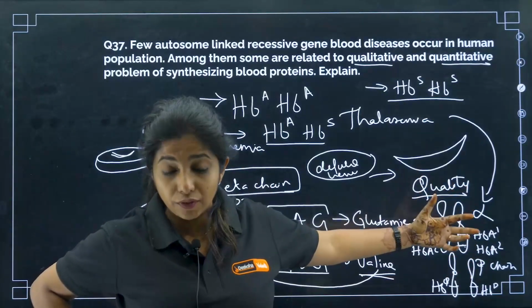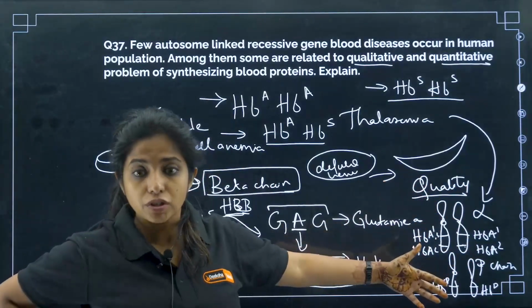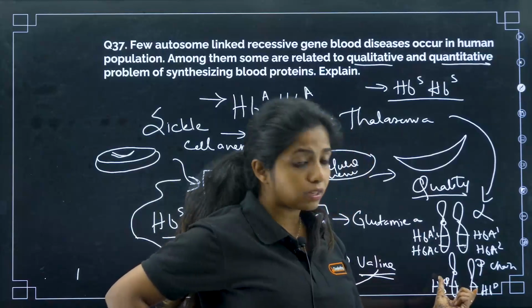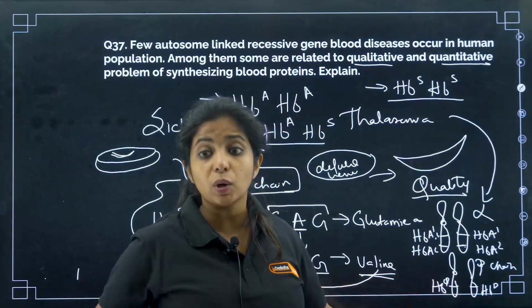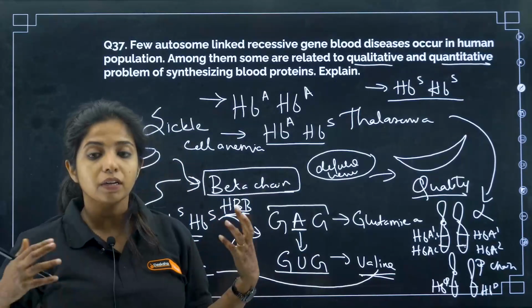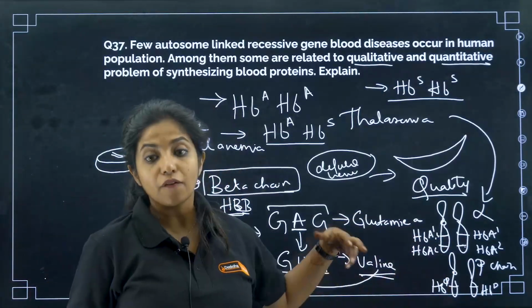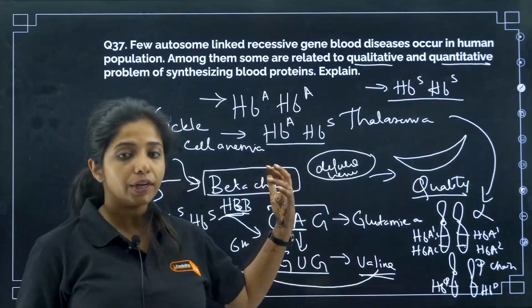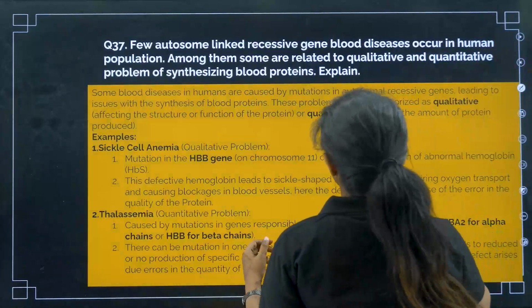So this is drastically affected. The quantity of the alpha chain is greatly reduced. Similarly, if both of them are affected, that means beta chain is not being produced. Again, quantity is being reduced. So you have thalassemia major and thalassemia minor, depending on how many genes are being affected. And this is a quantitative disorder. You can understand it better by reading this.